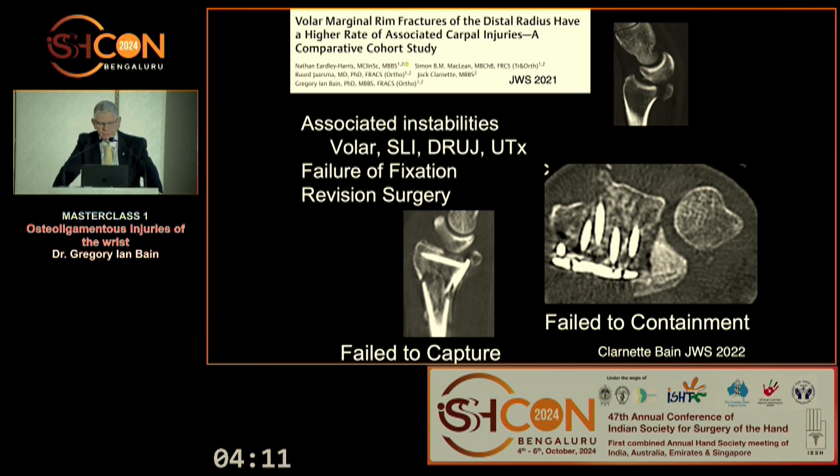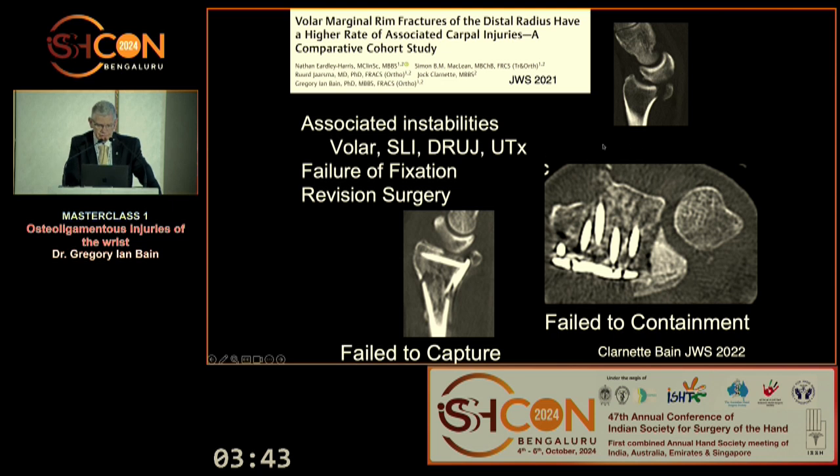In Flinders Medical Centre, which is where I work, our trauma unit tends to manage most of the fractures, and we reviewed the patients who had volar marginal rim fractures. We were quite surprised at the high incidence of associated instabilities, including volar instability, scapholunate instability, distal radial-ulnar joint instability, and ulnar translocation. We also found a number of these cases had failure of fixation, and some patients required revision surgery.